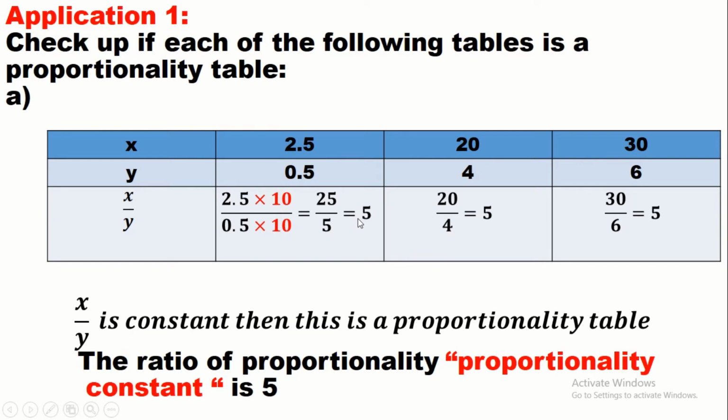It gives us 5. The same here, x over y. So 20 over 4 gives us 5. Also here 30 divided by 6 gives us 5. So x over y is constant in all of these cases. It gave us the ratio, which is 5, the proportionality ratio. We say the ratio of the proportionality or proportionality constant is here 5.